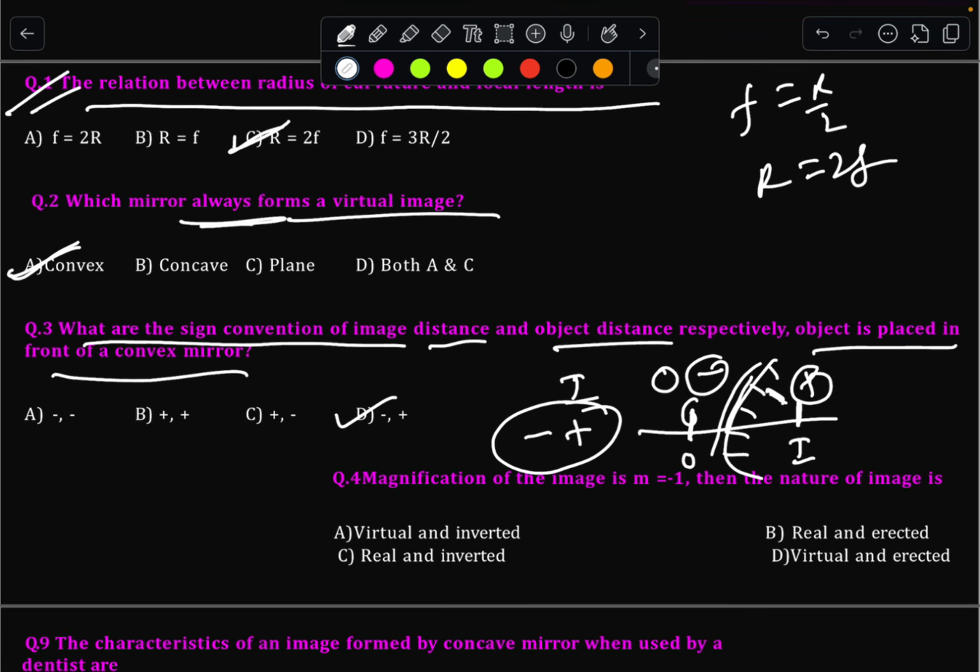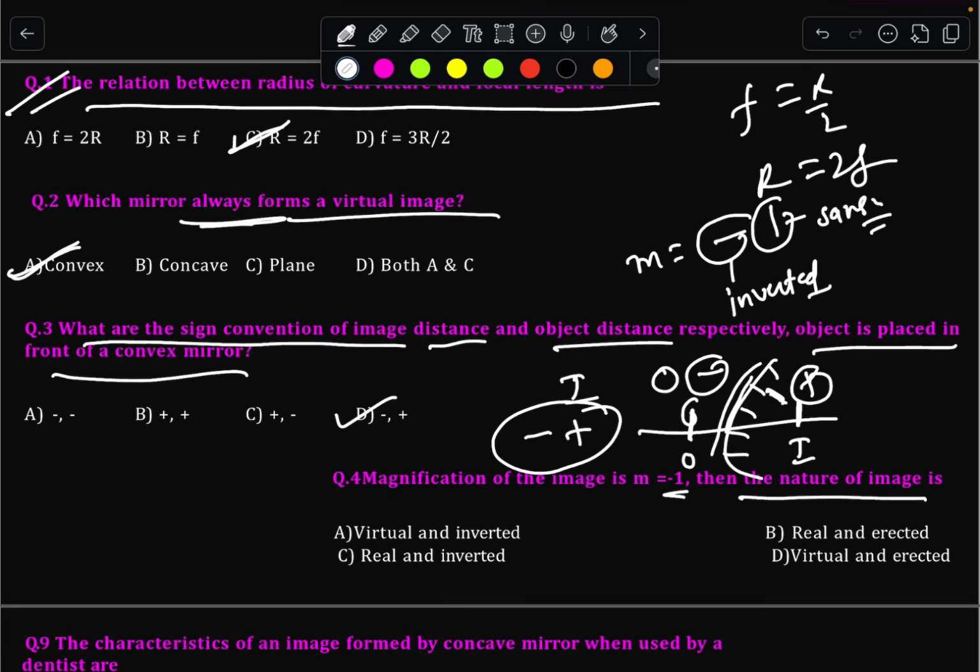Question number 4: magnification of the image is m equals -1, then the nature of the image is? Remember, the negative sign is telling us the image is inverted, and 1 is telling us it is the same size. Now the options are: virtual inverted, real erect, virtual erect. They are not asking in terms of size, they are asking whether the image is virtual or real. An inverted image is always a real image. So option C is correct: real and inverted.